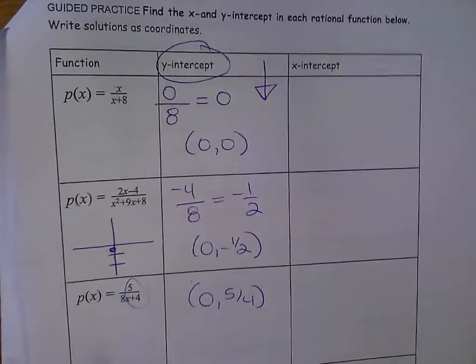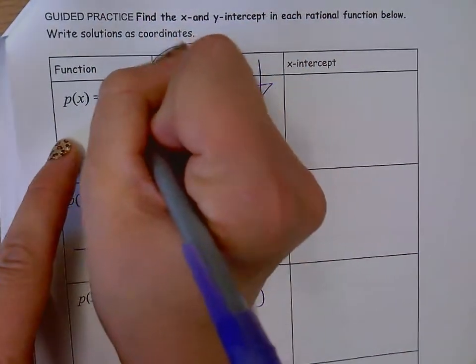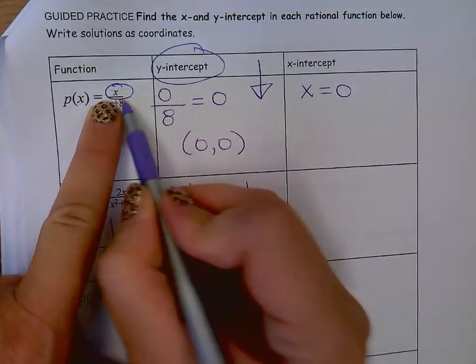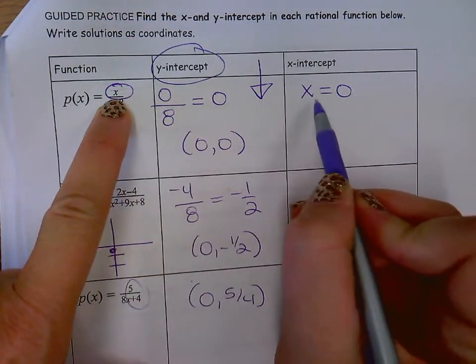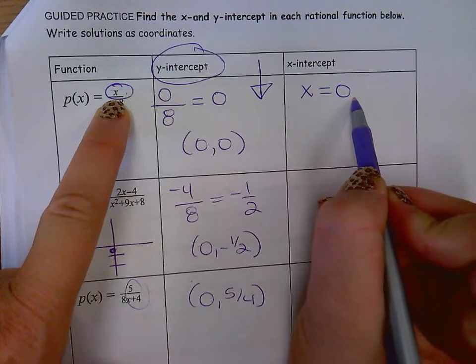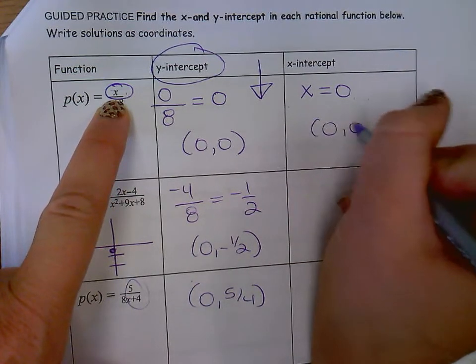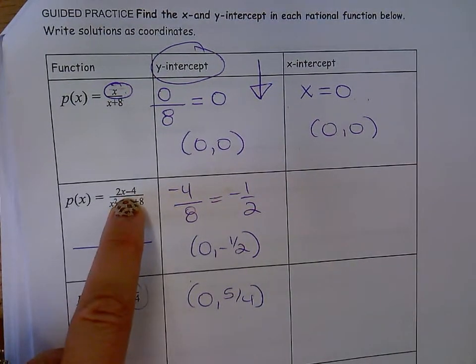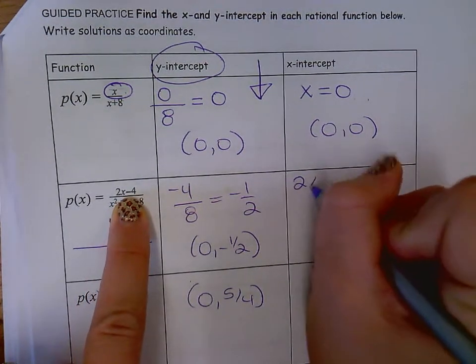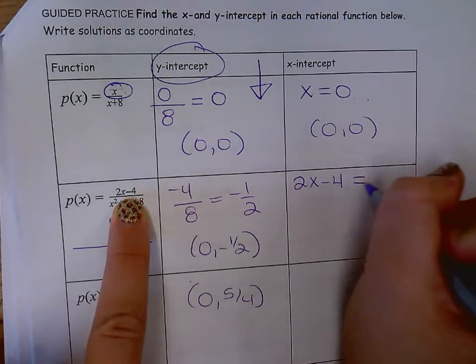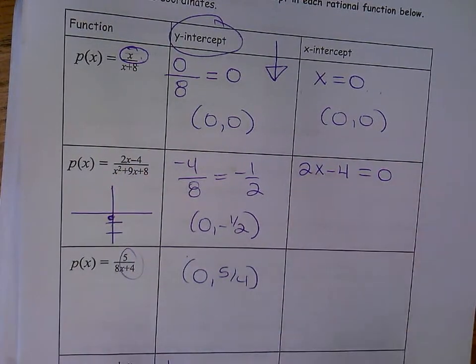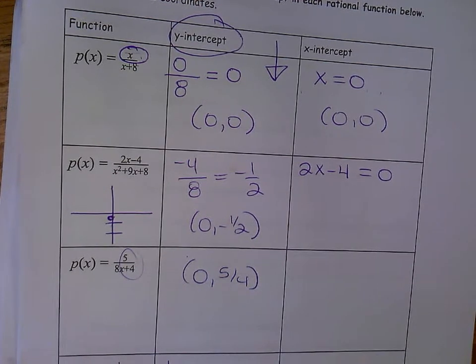Let's see, x-intercept. Each time I'm going to take my numerator and set it equal to 0. So the first one is done for you, right? Because if x has to be 0, then x is 0. So 0, 0 would be my x-intercept. Now the next numerator is 2x minus 4. How do I solve that for x to make it equal 0?